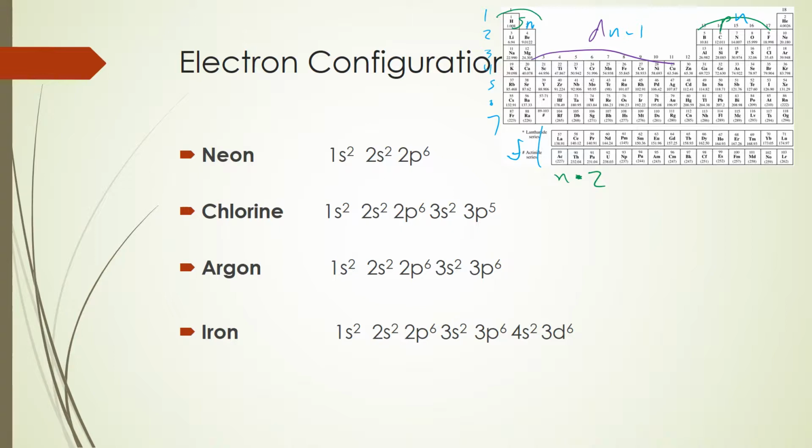Neon, it's in the second row, at the end of the p block, so it's going to end on 2p6, with 1s2, 2s2 before it. Chlorine, next row down, is in the p block, 5 spaces in, so it ends on 3p5, and we've got all the rest of it. Argon is right next to it, so it's one higher, so obviously that's 3p6. And then you have iron, Fe, which is right there in the middle of the d block, so it actually is 3d6.